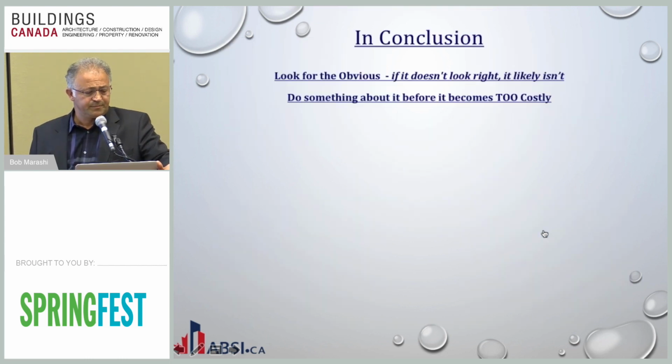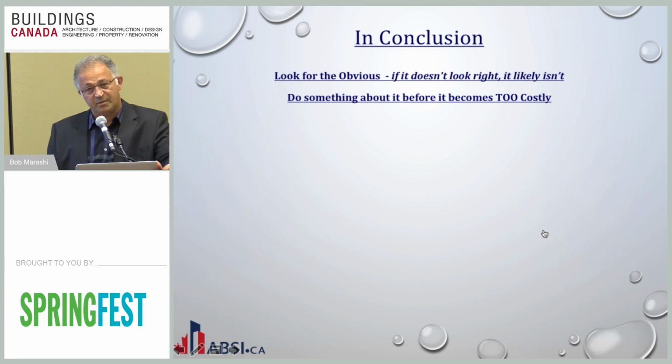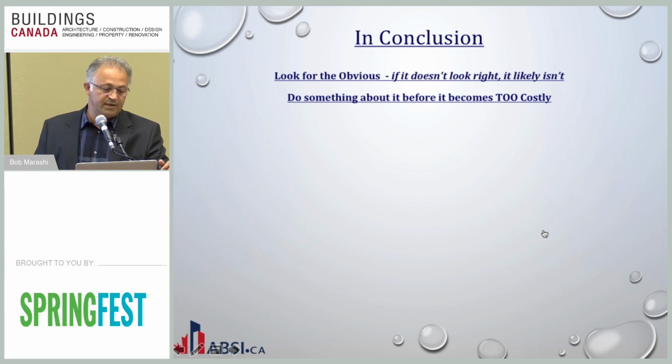In conclusion, look for obvious things. If it doesn't look right, it probably isn't right. Obvious things are always the easiest things to find. Most people know what a bad caulking is, what a bad brick is, what a bad block is, and if they see metallic material corroding, they notice that. But the problem is that they don't do anything about it. It's easy to detect these things. Do something about it before it's too late and too costly for you.